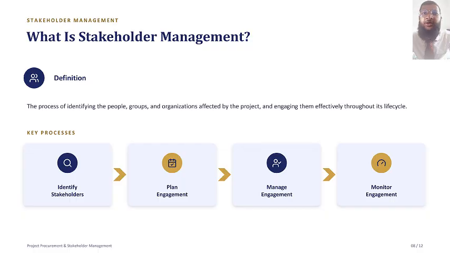What is stakeholder management? Stakeholder management is the process of identifying the people, groups, and organizations affected by a project and engaging them effectively. This happens through a four-step process: identifying stakeholders, planning their engagement, actively managing that engagement, and continuously monitoring it throughout the project.